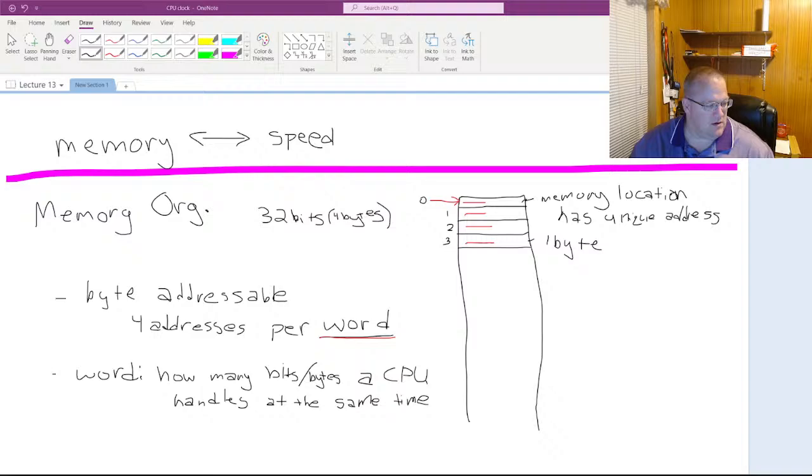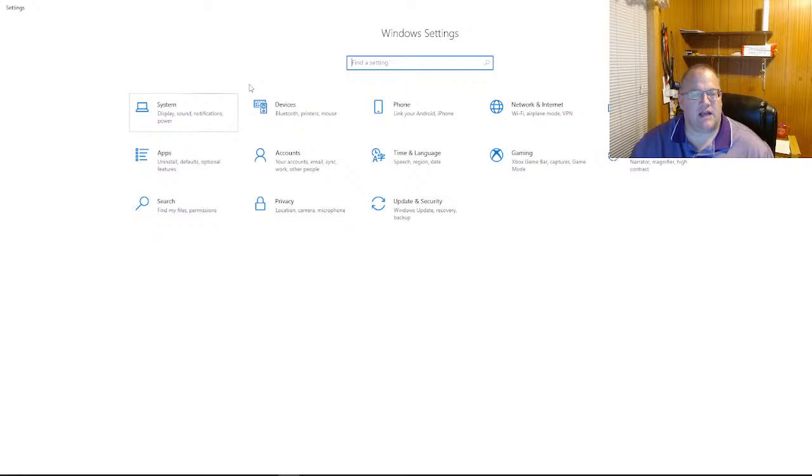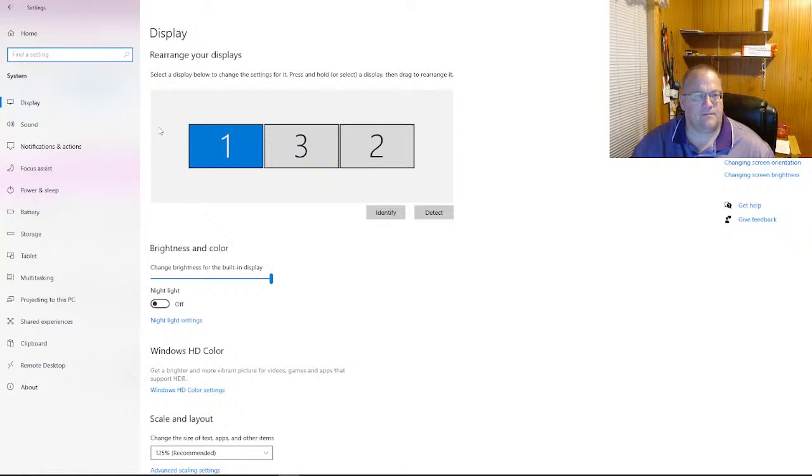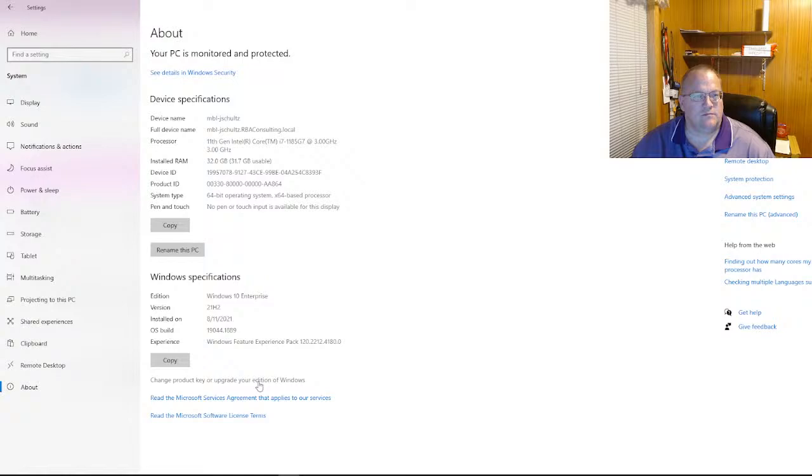So the way to do that is to open up your settings here. This is for my computer. I go to System. Oh, look, I have three monitors. You guys can see that. What do I want to do? Go to About. And here in the About, I have 11th generation Core i7. That's how many gigahertz it is. That's how much RAM is installed. I'm giving you all kinds of information about my computer.